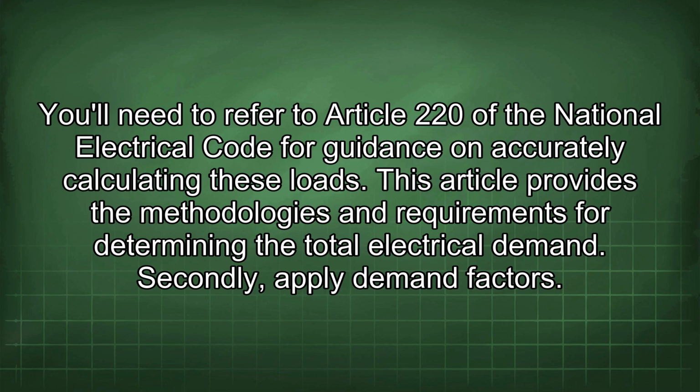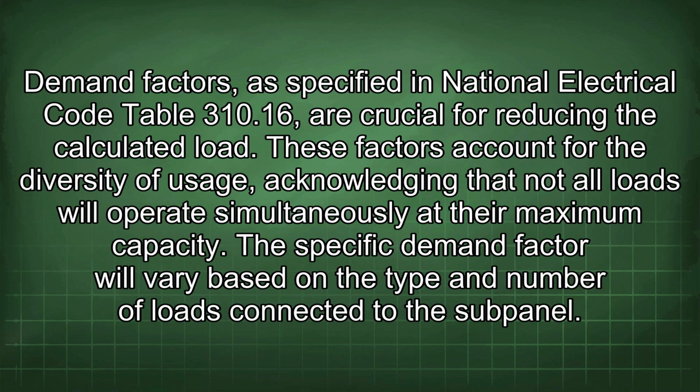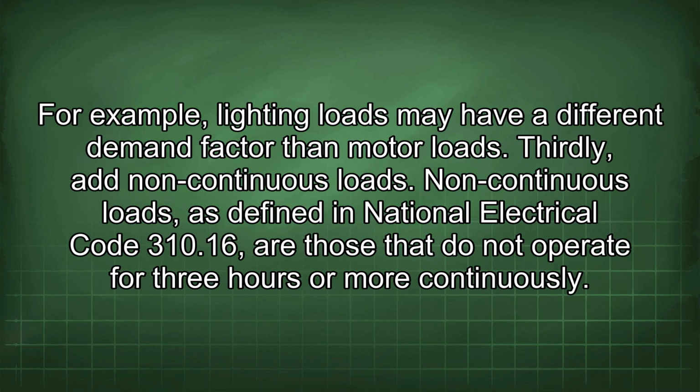Secondly, apply demand factors. Demand factors, as specified in National Electrical Code Table 310.16, are crucial for reducing the calculated load. These factors account for the diversity of usage, acknowledging that not all loads will operate simultaneously at their maximum capacity. The specific demand factor will vary based on the type and number of loads connected to the subpanel. For example, lighting loads may have a different demand factor than motor loads.